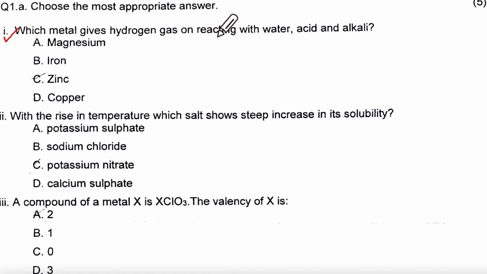Which metals give hydrogen on reacting with water, acid as well as alkali? Now, acid as well as alkali means it is amphoteric. So it could be any one of these. Which one did you take?